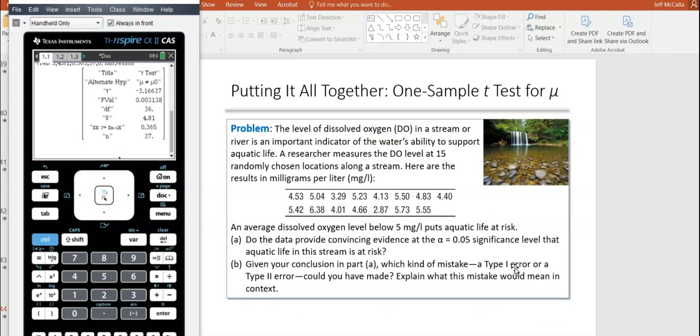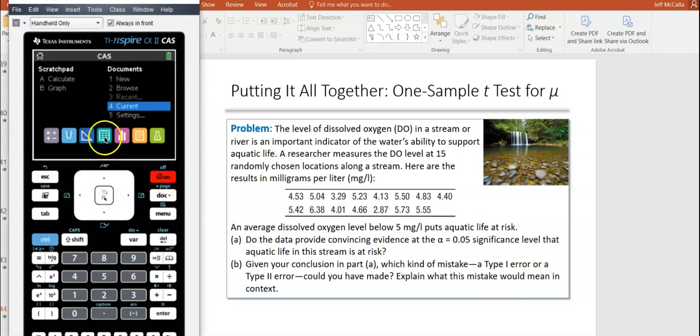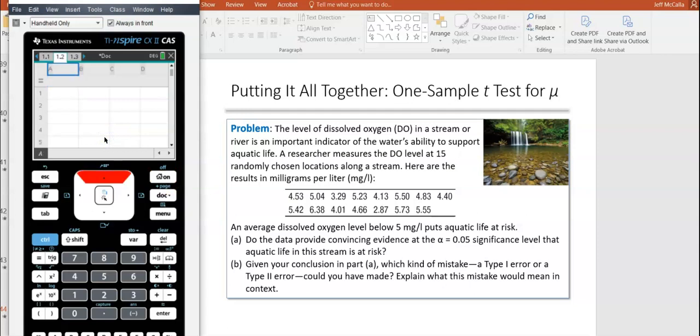Okay, so this one: the level of dissolved oxygen in a stream or river is an important indicator of the water's ability to support aquatic life. A researcher measures the dissolved oxygen level at 15 randomly chosen locations around the spring. Here are the results in milligrams. So there they are. You would then type this data into your calculator, because we're going to need to do this. So this is DO. And so this is going to be 4.53, 4.